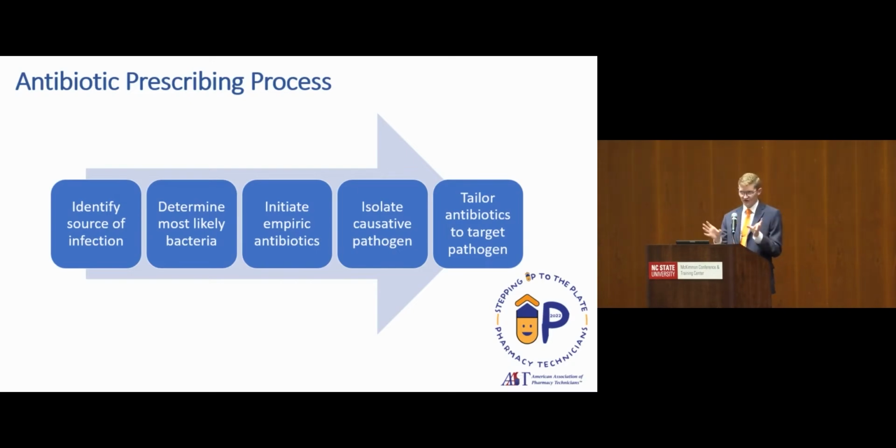So we're going to start with different antibiotics based on the source of infection. We're going to initiate empiric antibiotics based on what we think is most likely to cause that infection. And then we can, once we isolate the causative pathogen, if we're able to do that, we can tailor our antibiotics to target that specific pathogen.